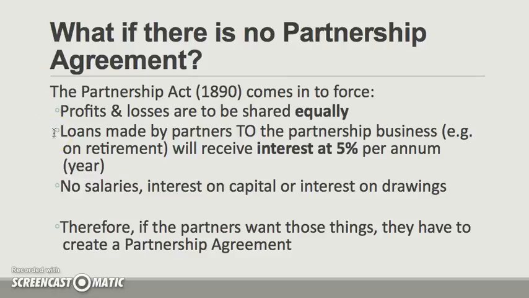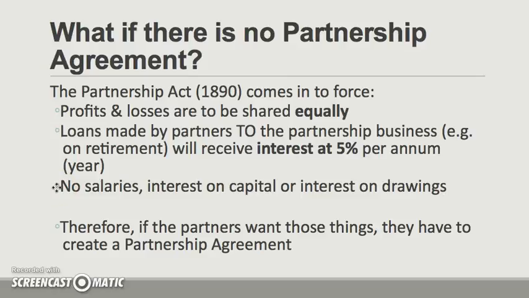For example, if a partner leaves the partnership, they may not be able to take all their capital with them. There might not be enough money in the bank of the business to pay them, and so they might leave some of the money that they're owed as a loan that will be repaid over 4 or 5 years, something like that. Well, if they do that, then the Partnership Act says that loan will attract interest at 5% per annum, 5% per year.